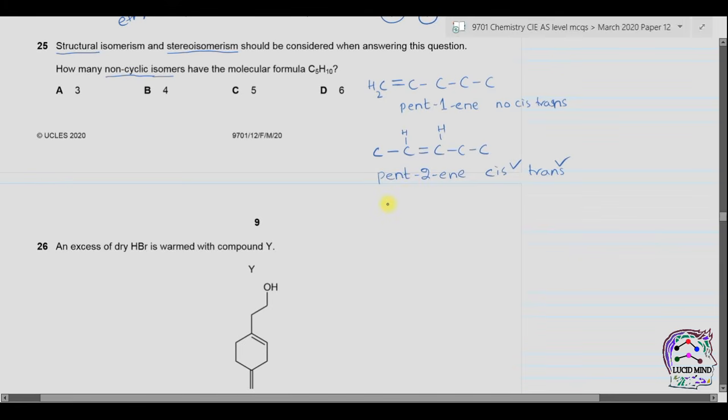Let's draw the third one. Again I am taking pent-1-ene and I am changing the long chain. So this will be 3-methylbut-1-ene. This is the first carbon, this is second, this is the third one. Again, stereoisomerism is not possible because the end carbon has 2 same atoms attached to it. So no cis-trans.